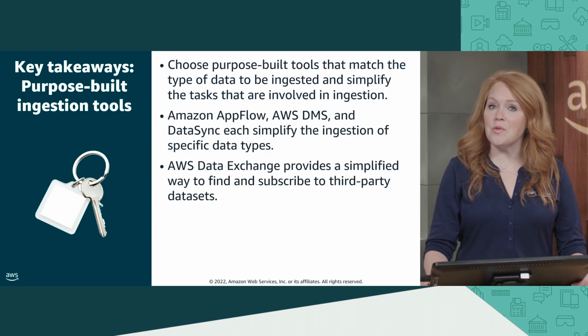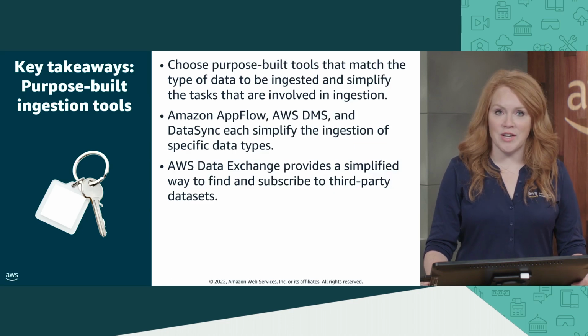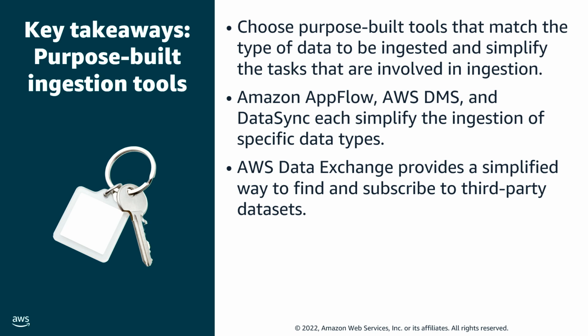Here are a few key points to summarize this section. By matching the ingestion tool with the type of data store being ingested, you can simplify the work to get the data into your pipeline. Examples include Amazon AppFlow for SaaS data, AWS DMS for relational databases, and AWS Data Sync for file systems. AWS Data Exchange simplifies finding and using third-party data sets that you can ingest into your data pipeline.